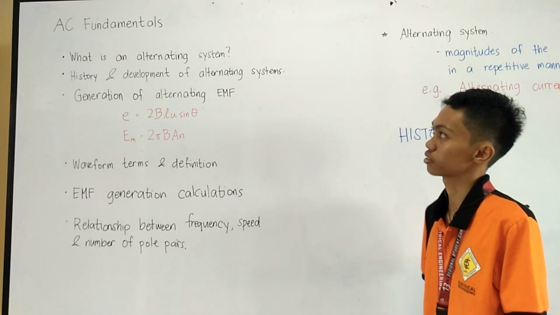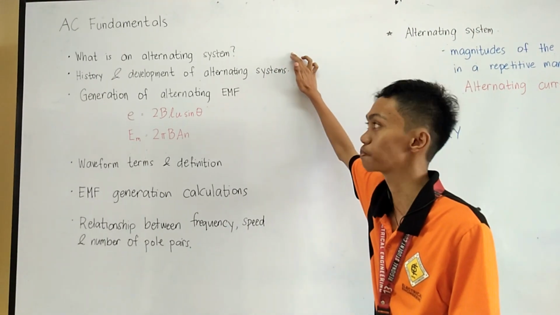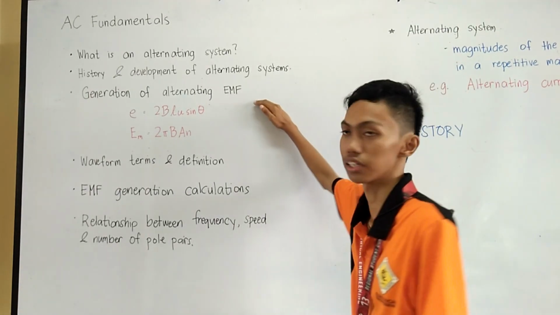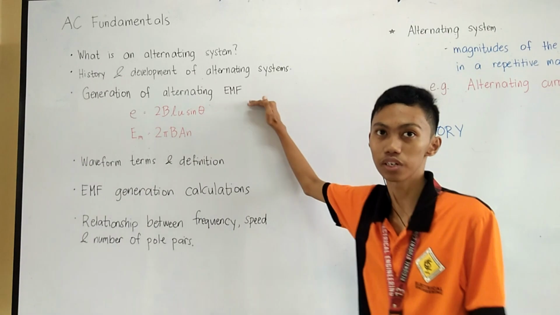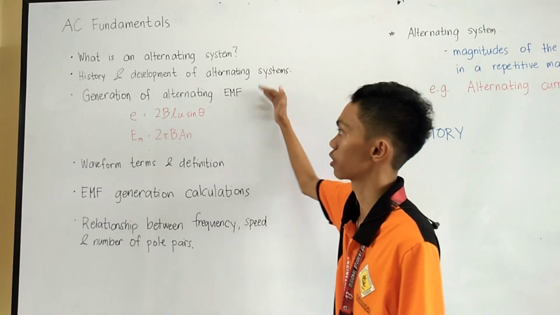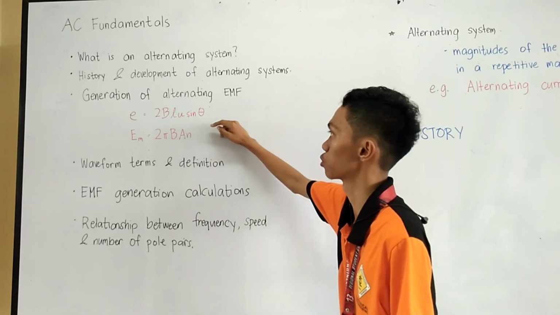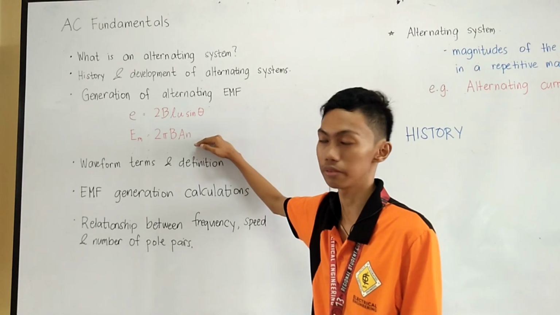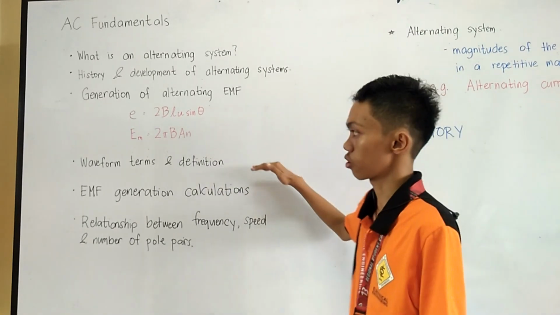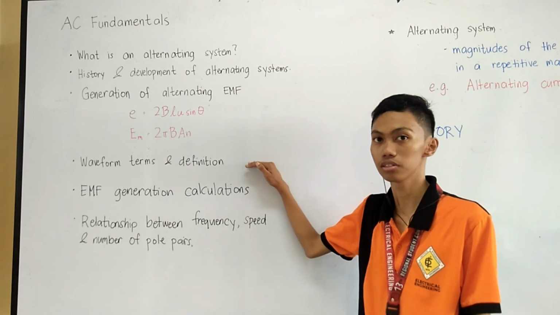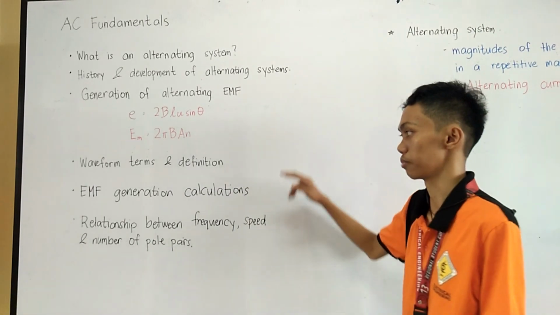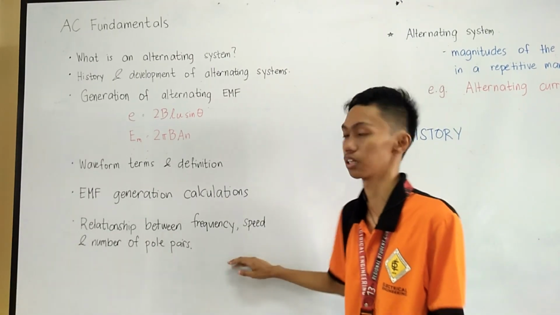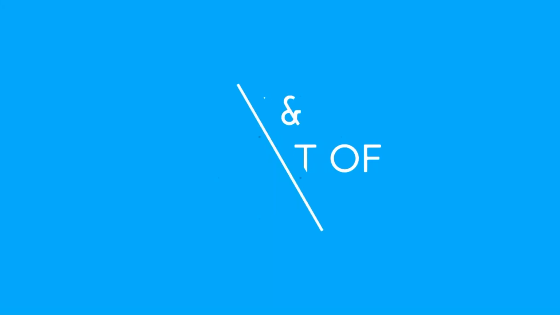The things we are going to talk about are: what is an alternating system, the history and development of alternating systems, the generation of alternating EMF. So EMF is generated, not current. We're also going to talk about the equation E is equal to 2BLU sine theta, E sub m is equal to 2 pi BAN. We're going to talk also about the waveform terms and definition, the parts of a sinusoidal wave, EMF generation calculations, and the relationship between frequency, speed, and the number of pole pairs in an alternator.